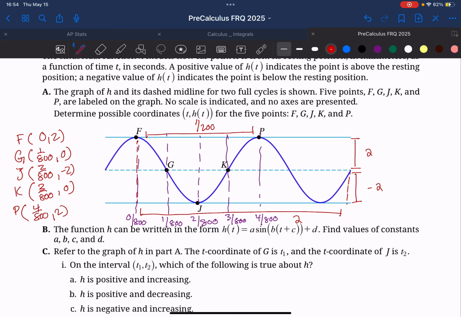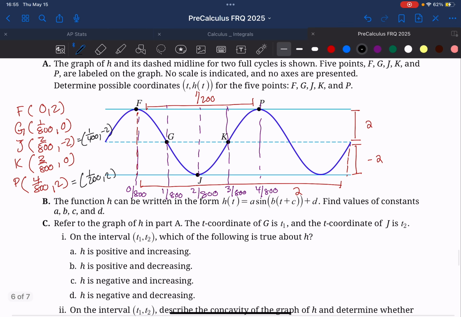2. And of course, these fractions could be simplified, so this could end up being 1 over 400 comma -2, and then this one being 1 over 200 comma 2. This way I just think is an easier representation of each of those coordinate points, so I just had them over 800, but of course it could always be reduced. So these would be my points for each of these 5 letters.